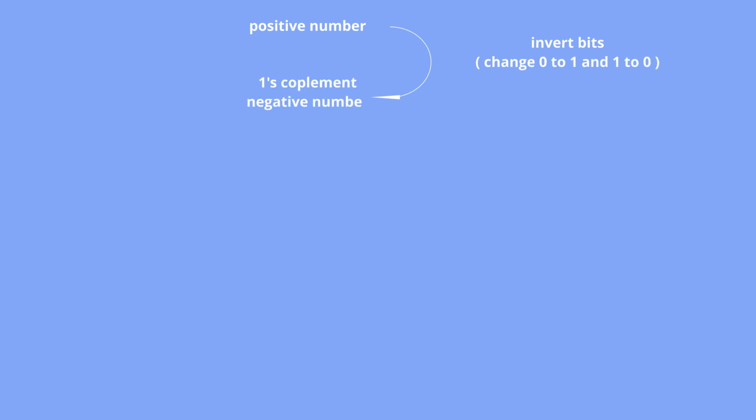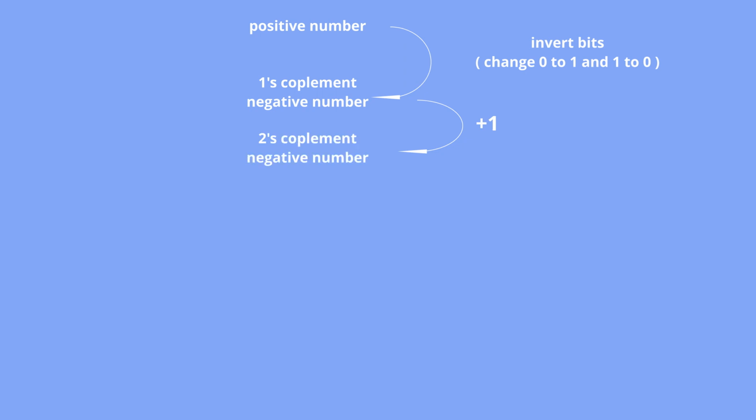In this video, we will talk about 2's complement binary numbers representation. To obtain a negative number from a positive number with the same magnitude, or in other words, with the same absolute value in 2's complement representation, we need to invert all bits and then add 1.